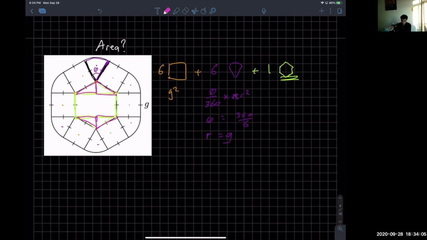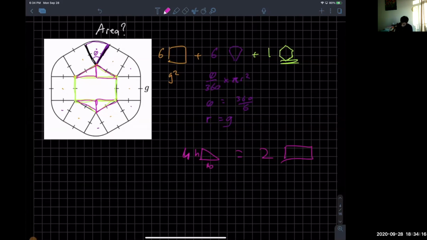So 4 triangles is easier because 4 triangles equal 2 rectangles, right? If this is base and this is height, then 4 of these triangles becomes 2 times base times height. So you don't even have to do half, right? So you can keep decomposing this further. Quick question, are you with me so far, yes or no?